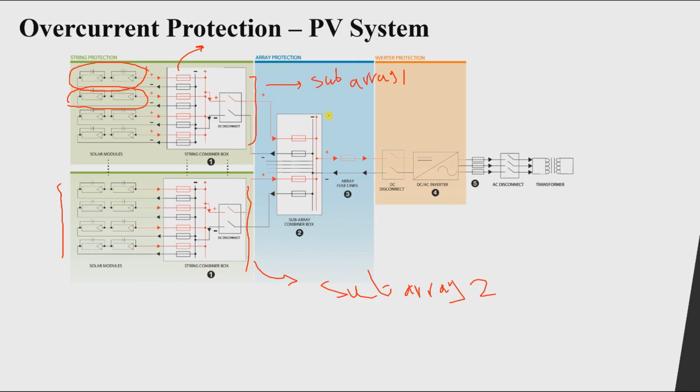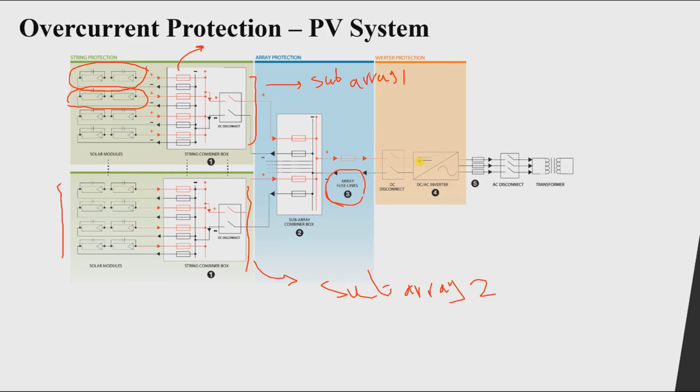So when we take all of these, you can see here positive and negative, and we combine them using something which we call a sub-array combiner box. What does this mean? It combines the sub-arrays, similar to this one here, which is called a string combiner box. It combines a group of strings. So this one combines a group of sub-arrays and gives us the final two terminals of the array. As you can see, this array also has a protection device called an array fuse link.